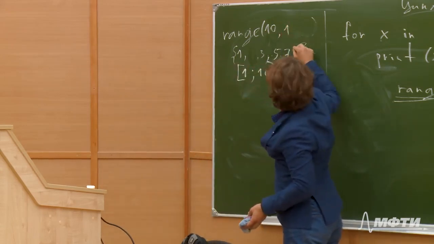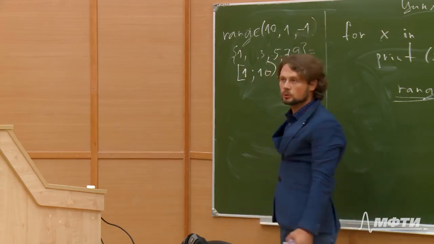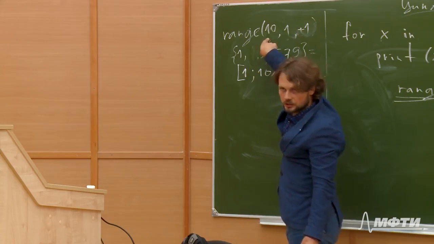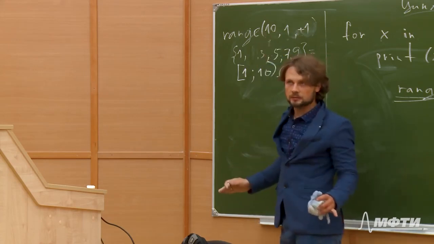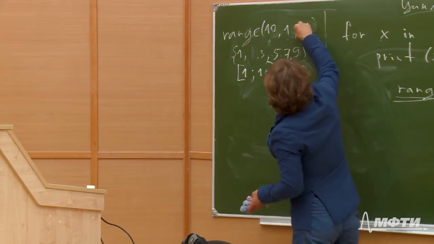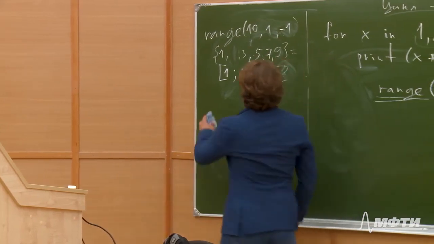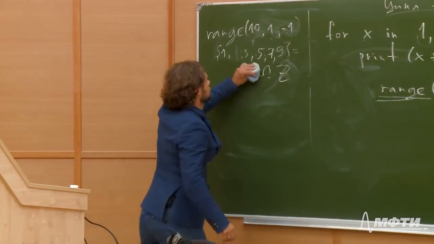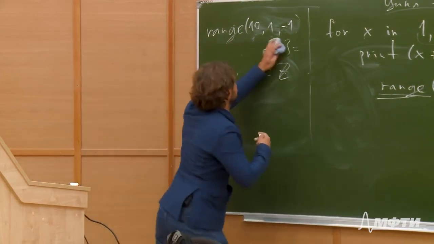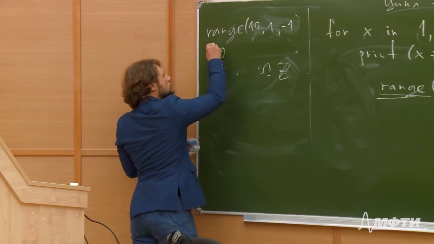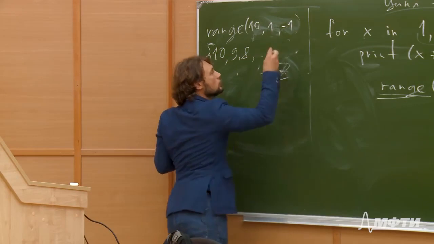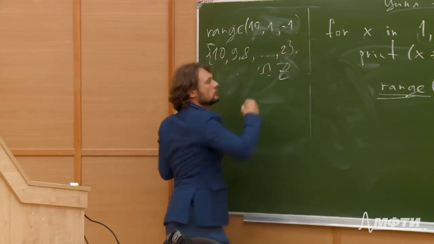10, 1. What will happen? Well, first of all, the step should be minus 1. If I leave step 1, then it is impossible to reach the units starting from 10 with step 1. Then there will be an empty sequence, an empty arithmetic progression. Therefore, I will put minus 1. But the following situation will arise. It will start from 10 inclusive and begin to decrease, and 1 will be the stop, so 1 will not be included. Is that clear?